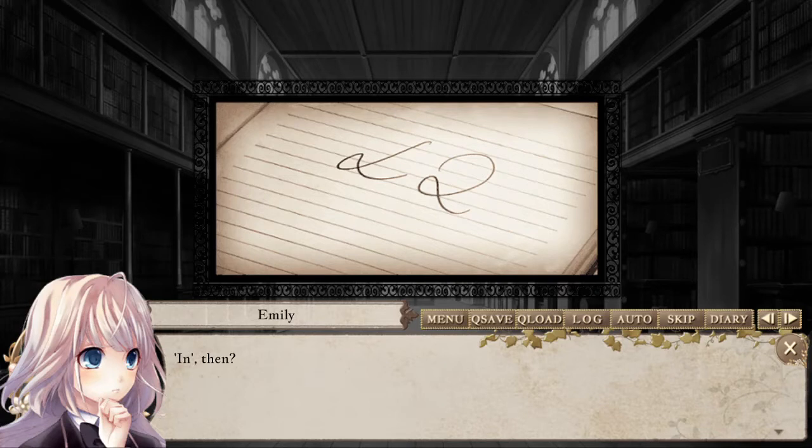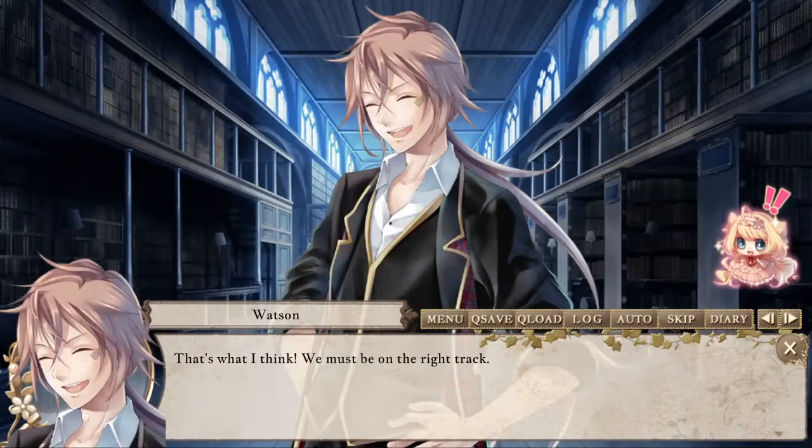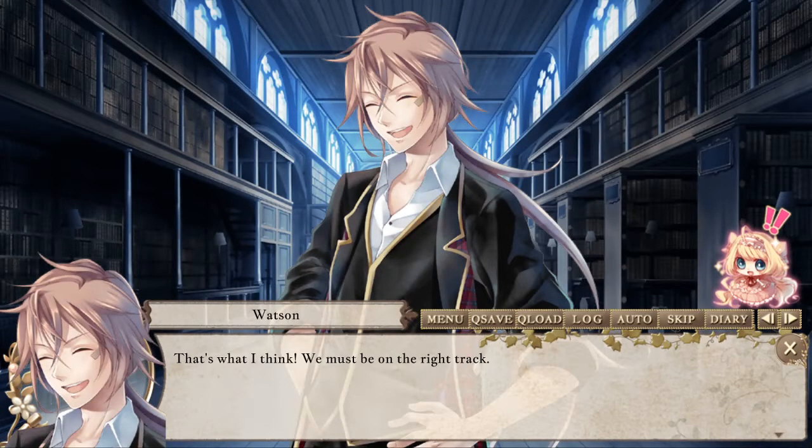I think I might have messed that up. That does not look like an E in a... Whatever. I saved. In, then? Alright, guessing for the win, because I can't read Mr. Mackenzie's handwriting.